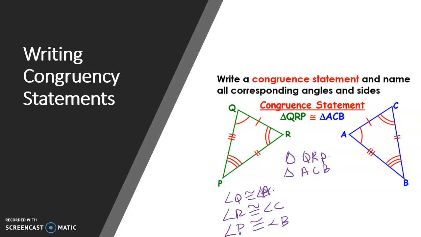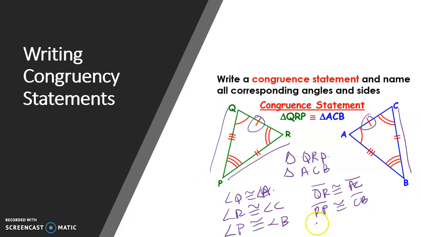Now let's look at our sides. For our sides, we have to go from point to point. So this first side right here is made up of QR. That side QR is congruent to, and it matches up to this side here, AC. Next, I have this side, RP, being congruent to CB. And then last but not least, I have PQ congruent to BA.